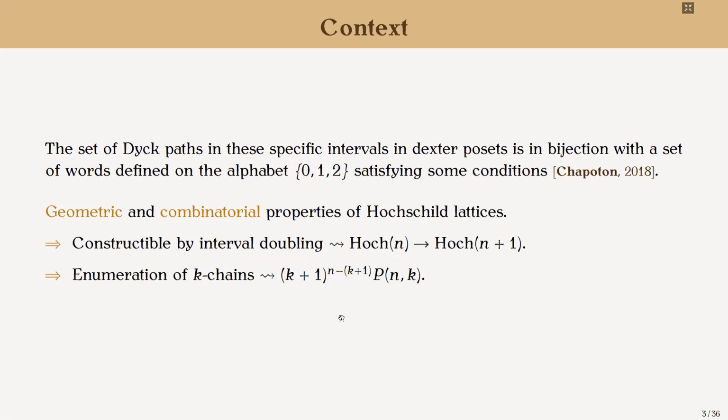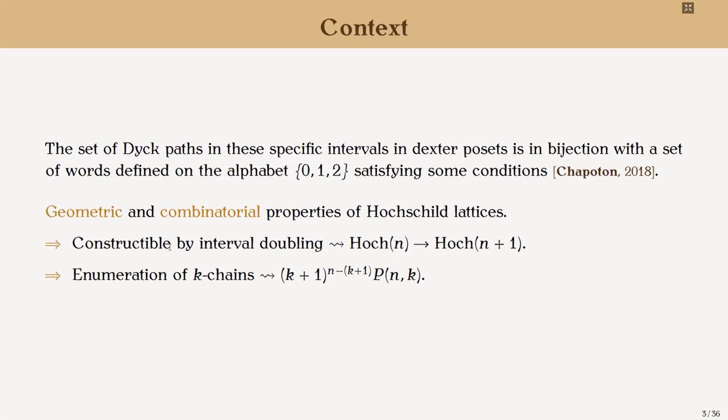I will start by explaining what the Dexter order is and how it is defined on a Dyck path, and what a Dyck path is. And I will recall a bijection introduced by Chapotin between the Dyck paths of this specific interval, so the Hochschild poset, and a set of words called triwords satisfying some condition. I will explain two results, geometric and combinatorial, on this lattice.